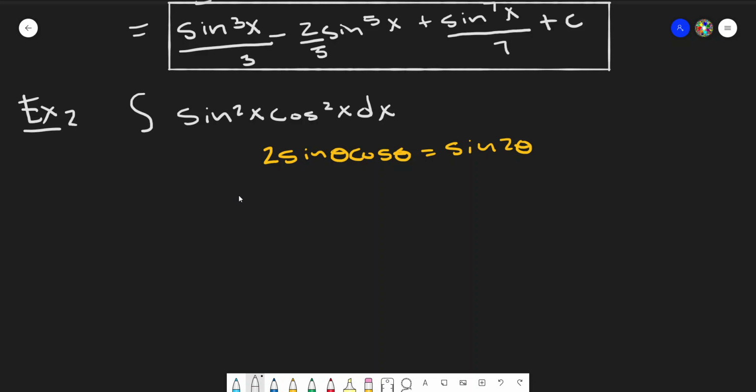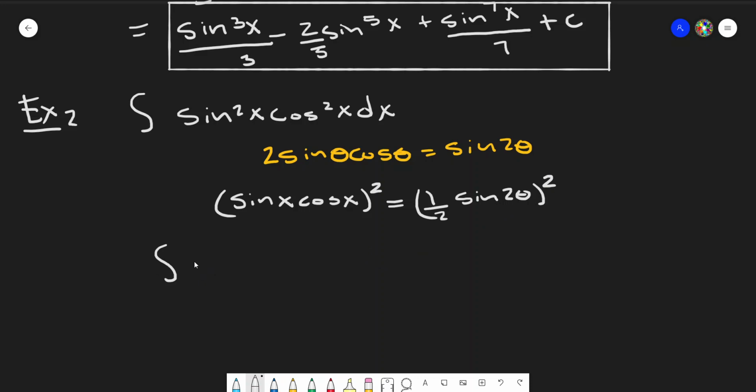Looking at that expression, that's basically sine of x cosine of x, and that's going to be squared. But basically that's going to be 1/2 sine 2 theta, squared. So what happens is that the integral is actually going to be 1/4, and then you have sine squared 2 theta d theta. So from there, we just need to figure out what we can do to rewrite that integral.